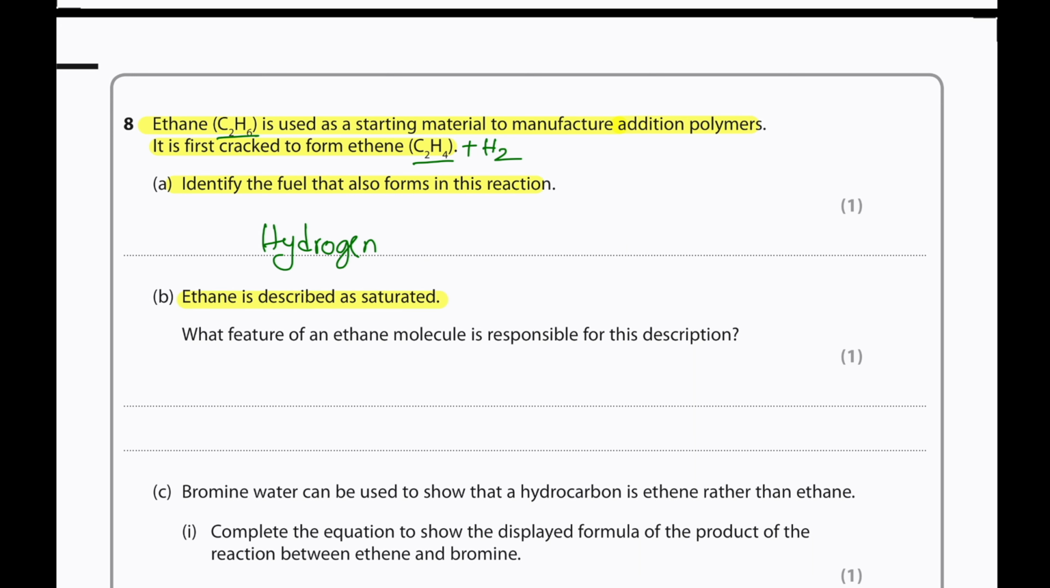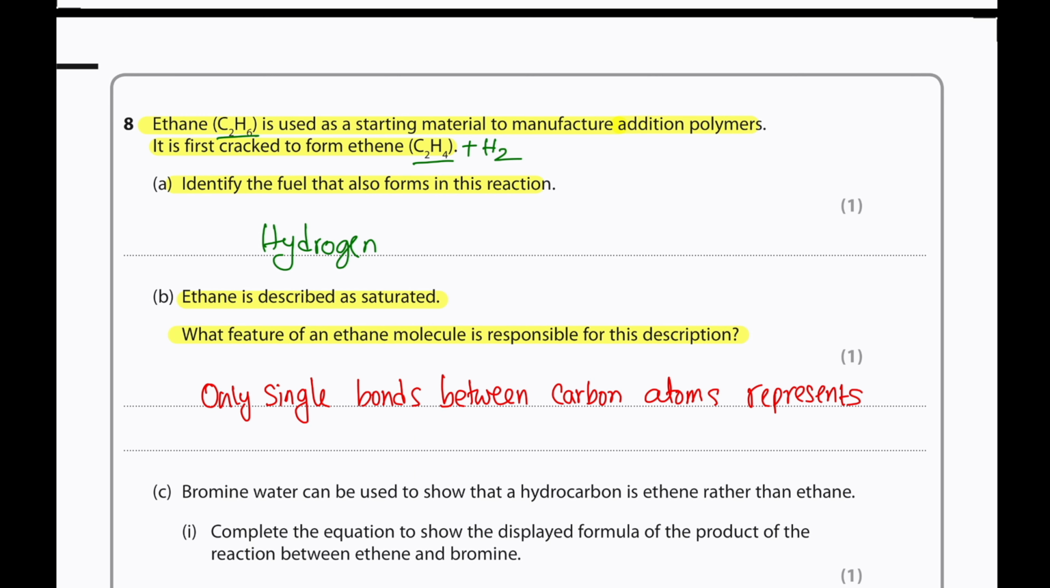Ethane is described as saturated. What feature of an ethane molecule is responsible for this description? Only single bonds between carbon atoms represent that this is a saturated molecule.